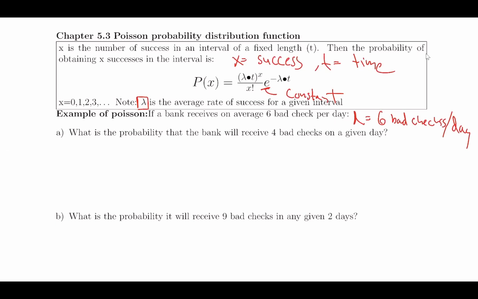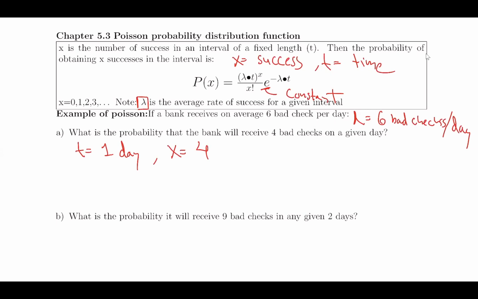For part A, it says, what is the probability that the bank will receive 4 bad checks on a given day? If you notice, they don't tell us how many checks they receive a day. They just ask the probability that they receive 4 bad checks. So T will equal how many days have passed. They say a given day, so that means 1 day. So T is equal to 1 day. How many bad checks do they want to see for that 1 day? 4.